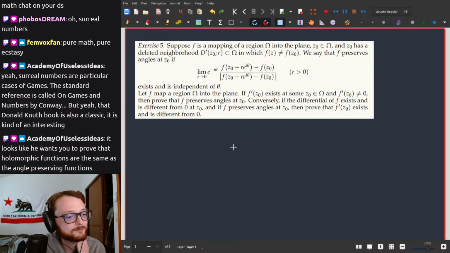I don't know. Pure math, pure ecstasy. So real numbers are particular cases of games. The standard reference is called On Games and Numbers by Conway. That Donald Knuth book is also a classic. It is kind of interesting.